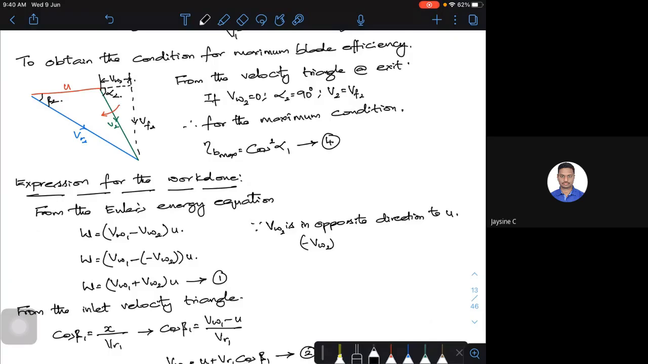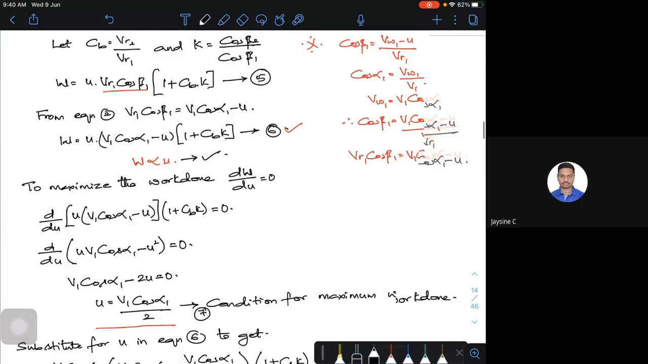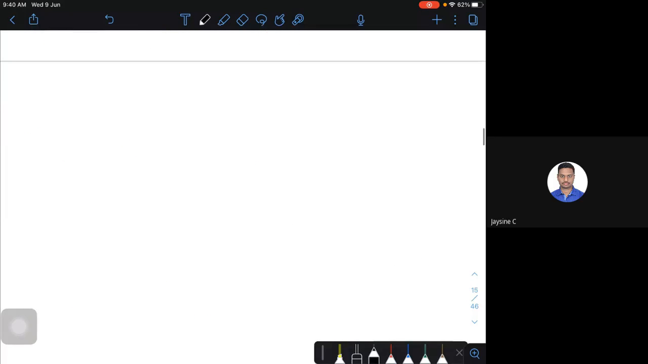So we'll do the stage efficiency. Then we'll try to think, it's 9:40. If I take up the reaction turbine, I won't be able to complete it. So I will take up the stage efficiency.